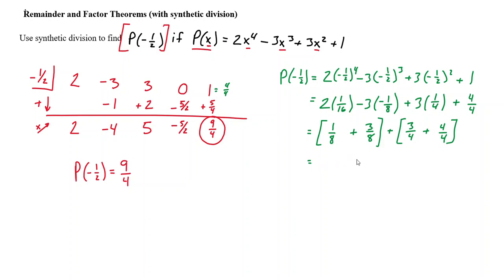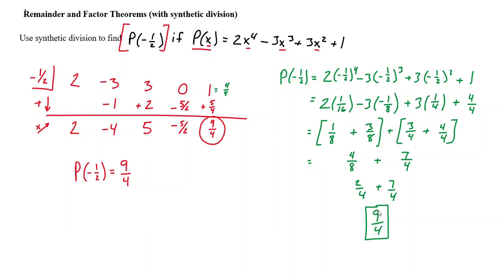So 1/8 plus 3/8 is 4/8, and then 3/4 plus 4/4 is 7/4. Now it's tempting to turn that 4/8 into 1/2, which would be true, but I want to add it to the 7/4, which can't be reduced. So I'm going to reduce 4/8 to 2/4 plus 7/4, and finally that gives me 9/4.